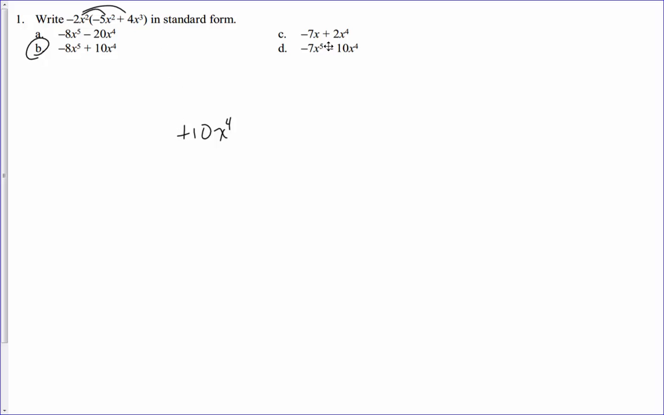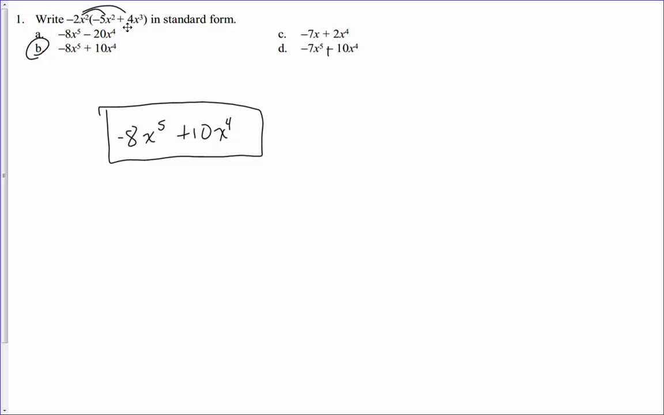But say this was a positive 10x to the fourth, we would have to figure out the leading coefficient. So you just simply multiply the negative 2x squared times the positive 4x cubed. So negative 2 times negative 4 is negative 8. X squared times x cubed is x to the fifth, because when you multiply like that, you add the exponents together. So the answer is negative 8x to the fifth plus 10x to the fourth.